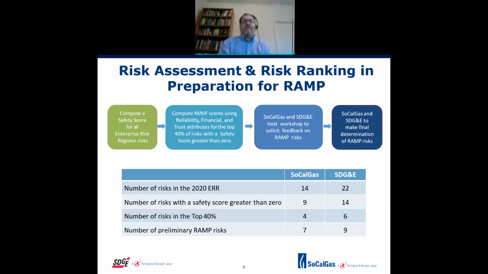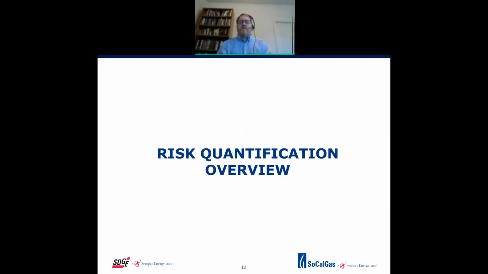So the top 40% for SoCalGas is the top 4. 40% of 9 is 3.6, so we rounded up to 4. And then the top 40% of SDG&E is 6 of those risks. So today you'll be seeing the full attribute scores for SoCalGas for 4 of the risks and SDG&E for 6. However, we preliminarily believe that we want to have 7 risks in the ramp for SoCalGas and 9 for SDG&E. So we're not limiting what we put in the ramp just to that 40% cutoff or analysis. So that concludes the beginning section of the slides.